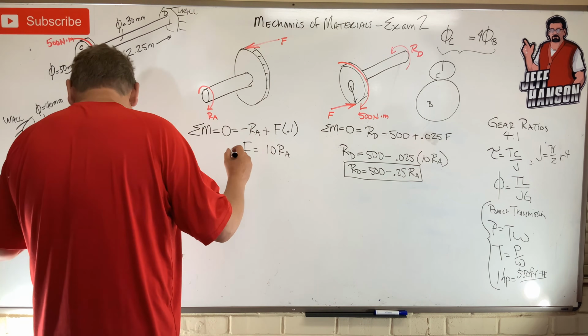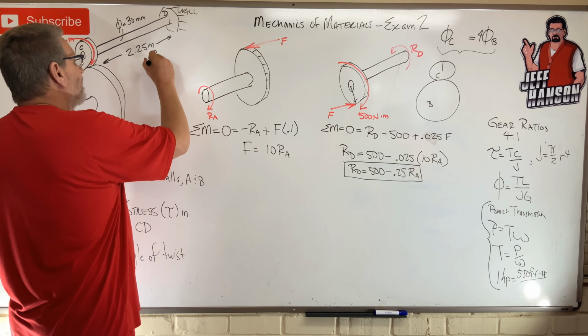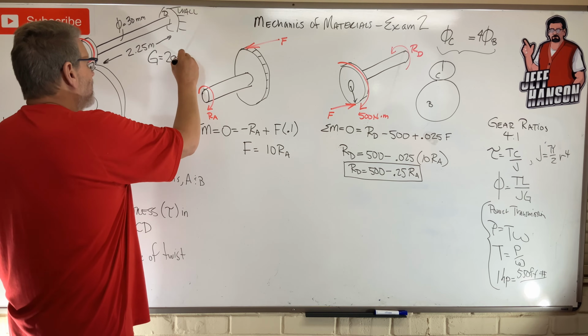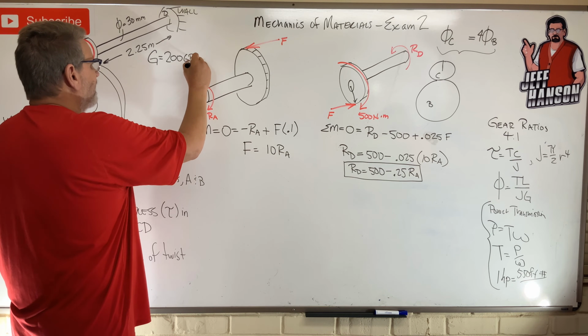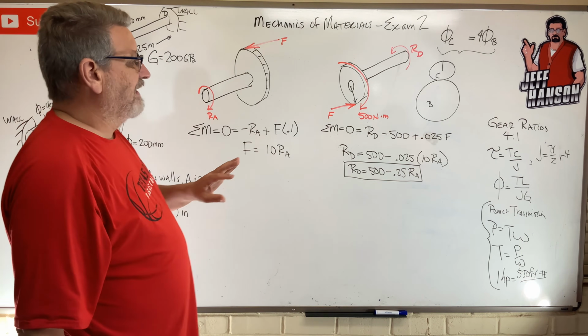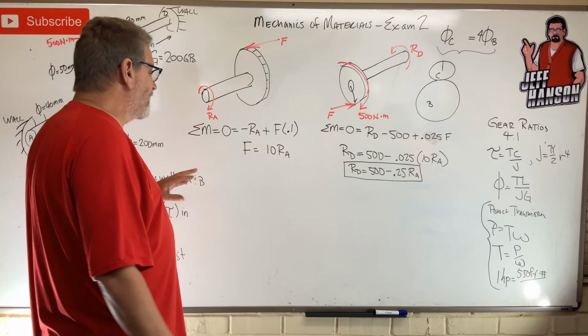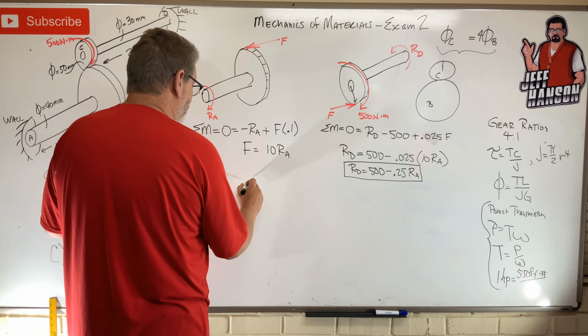And I'm going to give you G. G, the shear modulus of rigidity, is, for this material, 200 gigapascals. I really don't have to give it to you, but I'll need it in a minute here, okay? Okay, so now here's our phi relationships.